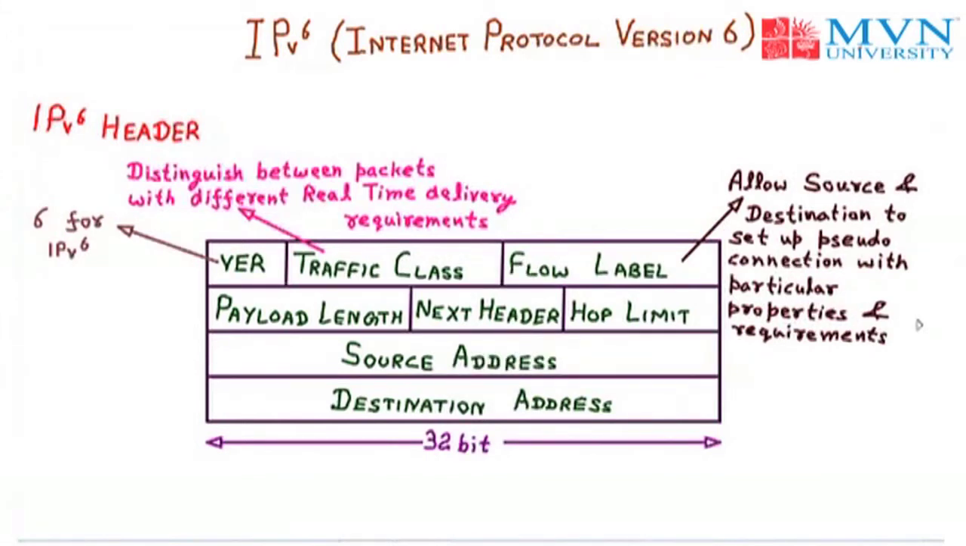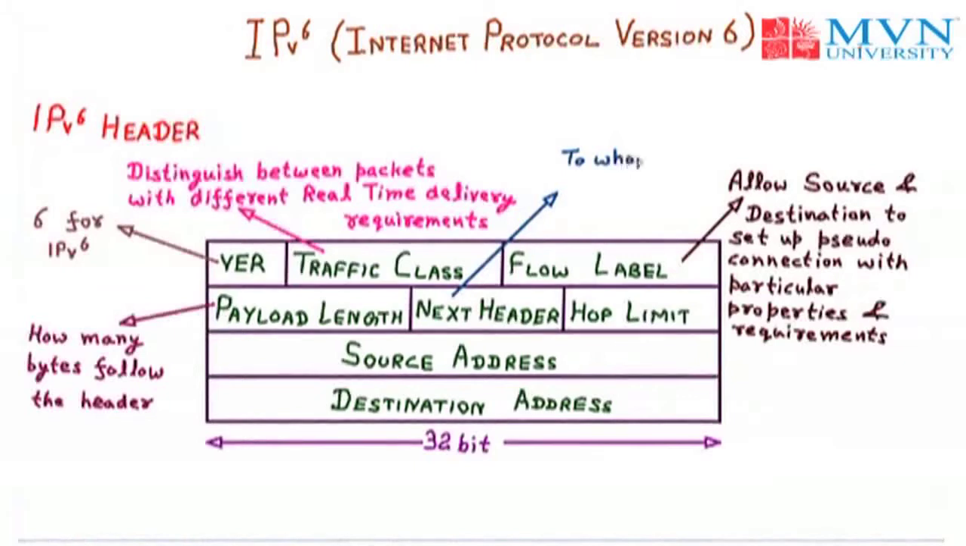So now next we have the payload length. Payload length tells us how many bytes follow the header. Now every packet has a particular header as well as the data. Data, that means the payload length. In every packet we have to provide a header, and the header is provided by IPv6, and the particular data length is provided by payload length.